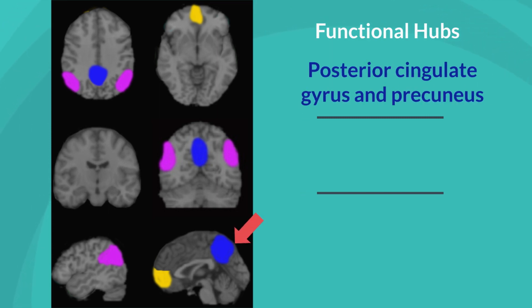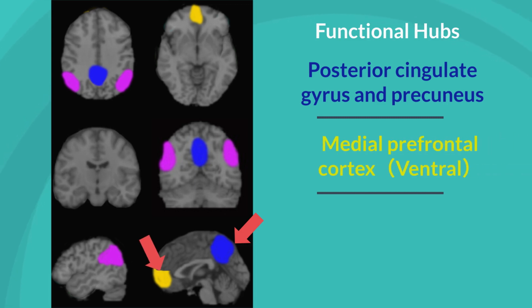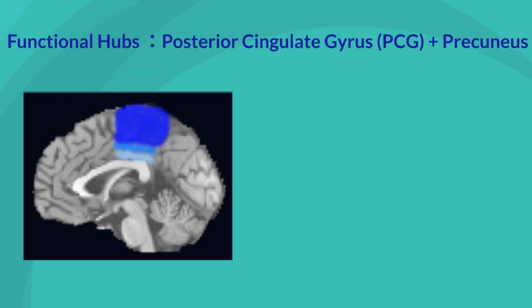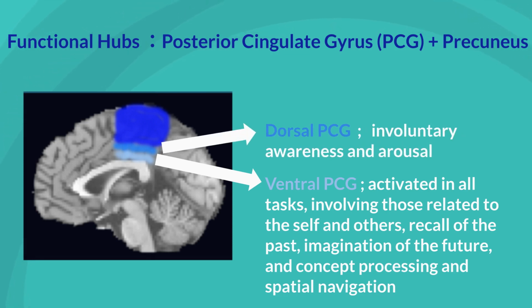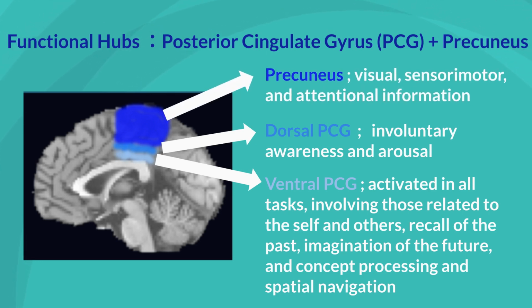The first hub is the posterior cingulate gyrus and the precuneus. The second hub is the medial prefrontal cortex. The third hub is the inferior parietal lobe. In the first hub region, the posterior cingulate gyrus and the precuneus, ventral posterior cingulate gyrus is activated in all tasks, involving those related to the self and others, recall of the past, imagination of the future, and concept processing and spatial navigation. The dorsal posterior cingulate gyrus is involved in involuntary awareness and arousal. The precuneus is also involved in visual, sensorimotor, and attentional information.